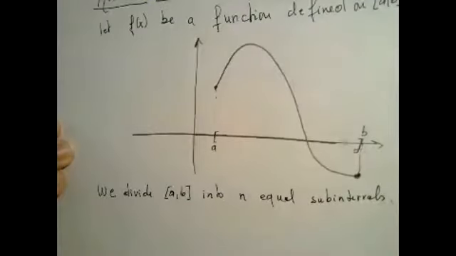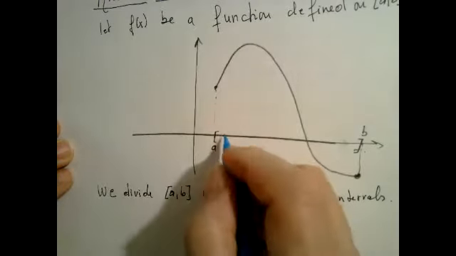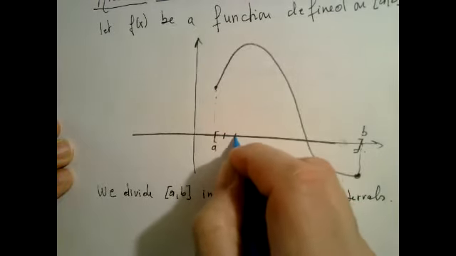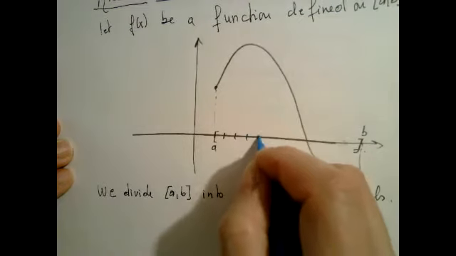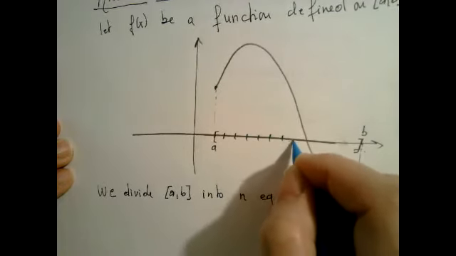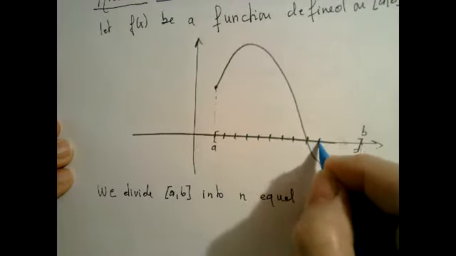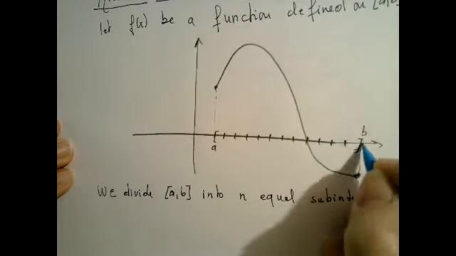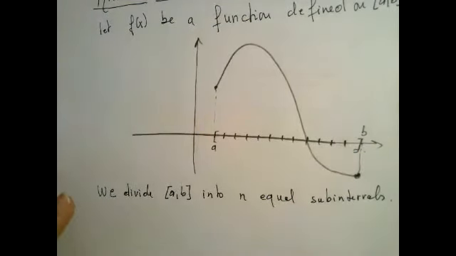Right? So what do I mean by that? It means I'm taking this interval and we're going to divide it into n equal pieces. Equal. It's one piece. So now I'm defining the meaning of the word Riemann sum.